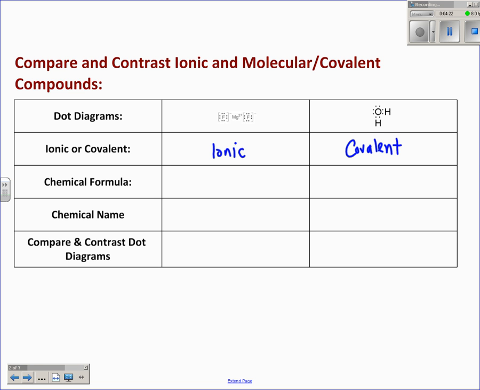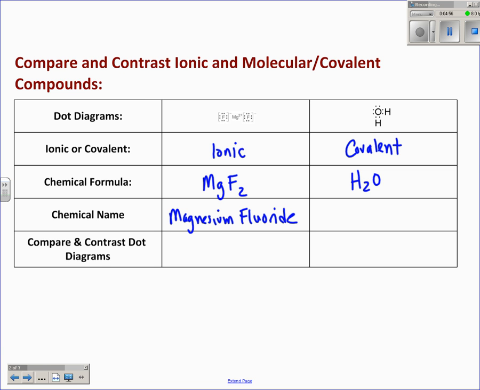The chemical formula, notice there's one magnesium and two fluorine ions or fluoride ions. Remember, you change the ending. Here we have two hydrogens and one oxygen. We can count the atoms in the same way to write the formulas. To name the formula here, we have magnesium, we name the cation, and then we name the anion, changing the ending to IDE.